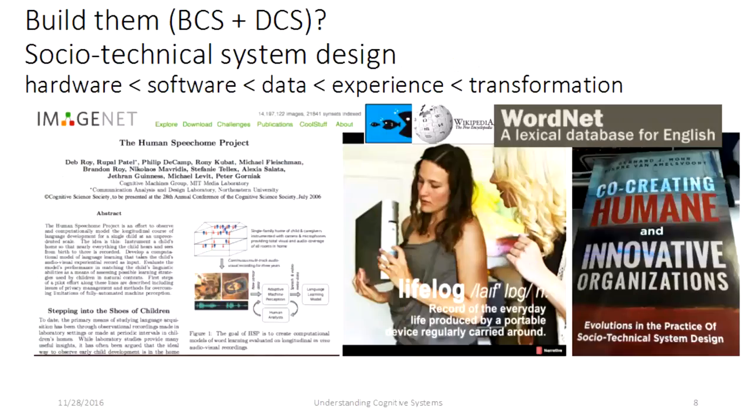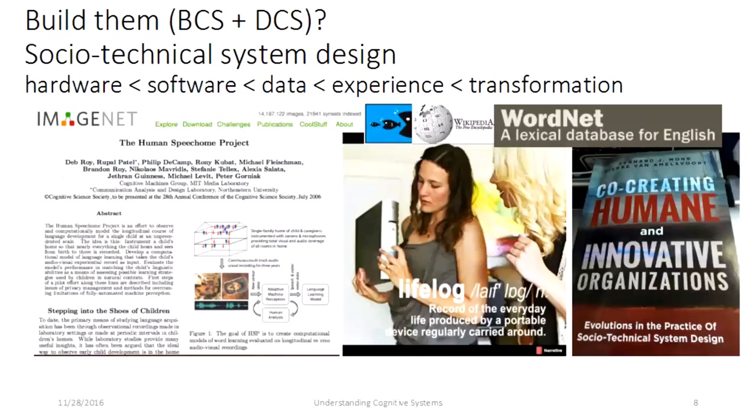So when we think about building biological cognitive systems, through many millions of minutes of experience to become an adult and then to become an expert, and digital cognitive systems still at an early stage, really we should be thinking about building socio-technical systems, because these artificial intelligence smart machines have to help people perform tasks within a socio-technical system.